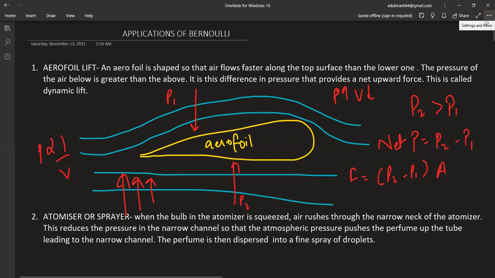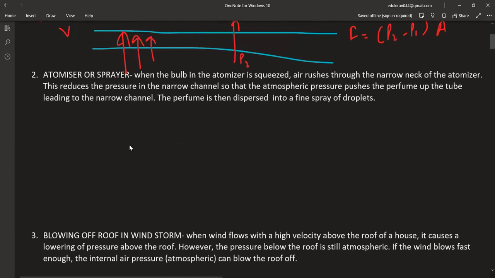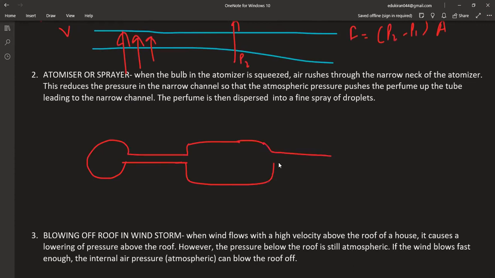Second is the case of an atomizer or sprayer. In case of an atomizer or sprayer, basically there's a bulb. The bulb is connected through a narrow section to a broader section which has the fluid. Towards the end, here you have the liquid, but when it comes out it comes out in the form of vapor. So an atomizer or sprayer works like this. When the bulb in the atomizer is squeezed, this is the bulb.